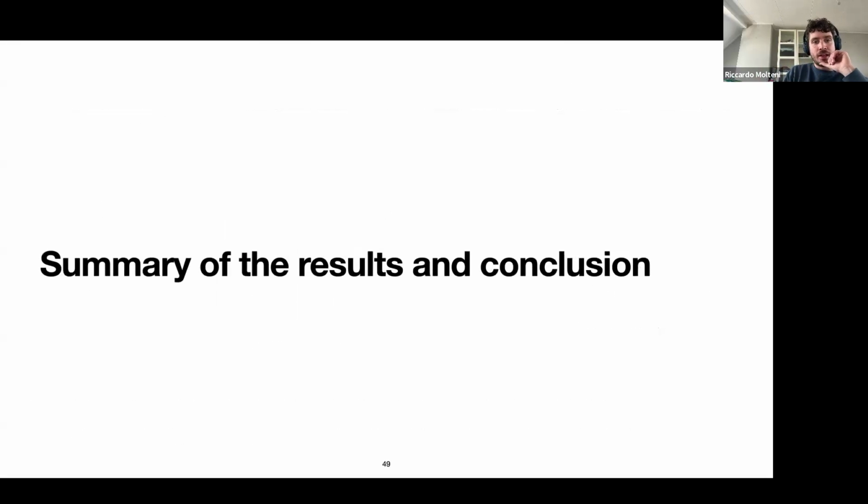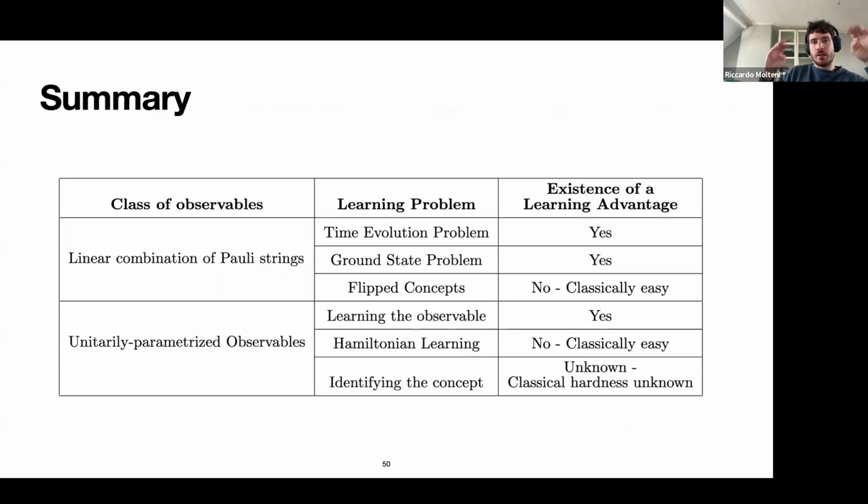With this, I come to the conclusion of our results. This is the big table which summarizes what we did. We looked at a learning problem of learning observables of two types. The first is a linear combination of Pauli strings, and we show that we have a separation for the time evolution problem, where the quantum states are time-evolved quantum states, and we have a separation for a ground state problem.